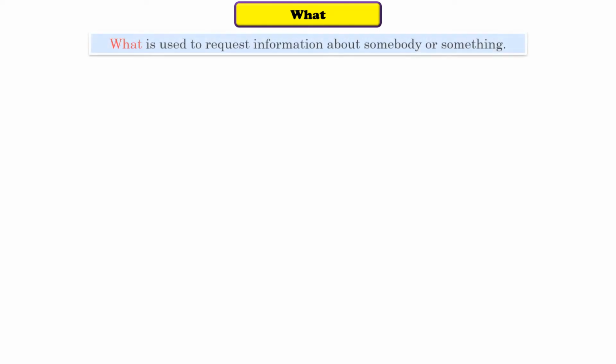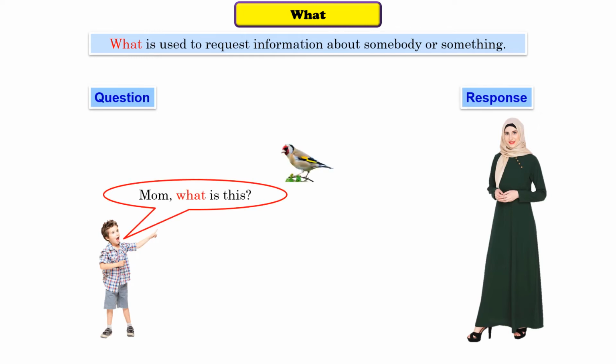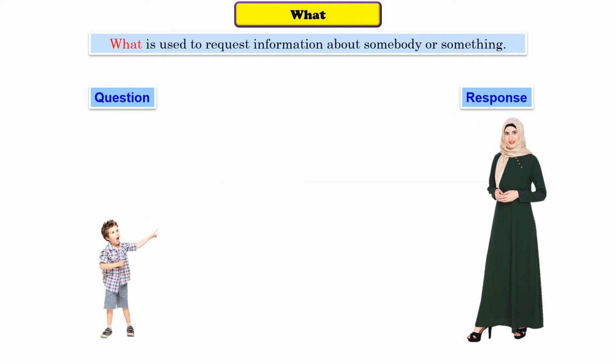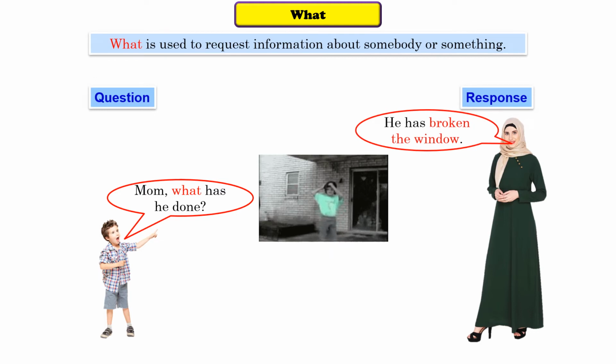What? What is used to request information about somebody or something. Examples: Mom, what is this? This is a bird, honey. Another example: Mom, what has he done? He has broken the window.